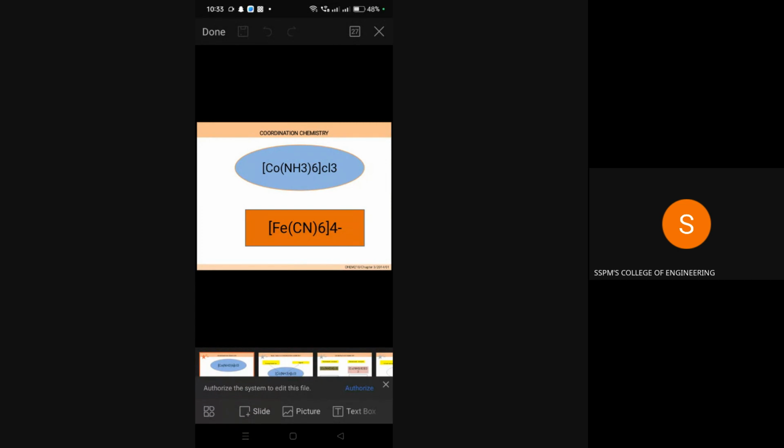So let us see the coordination chemistry. This topic is included in the inorganic chemistry. There are 2 to 3 questions that may be asked on this.